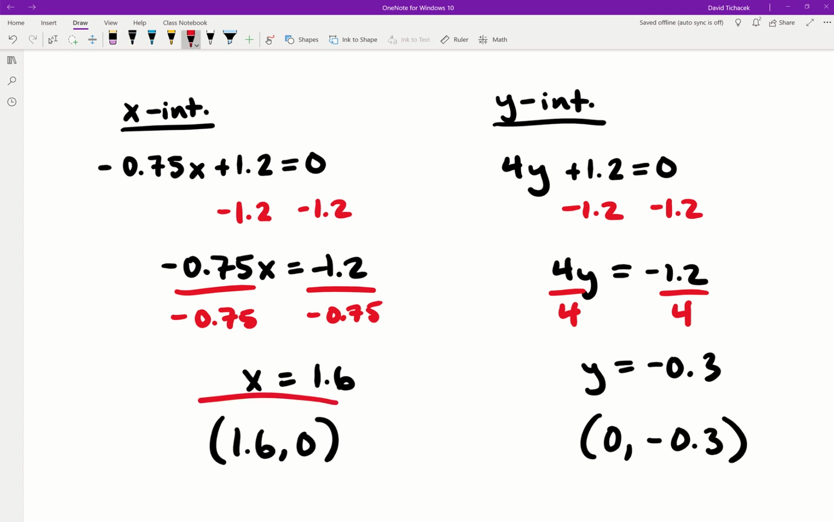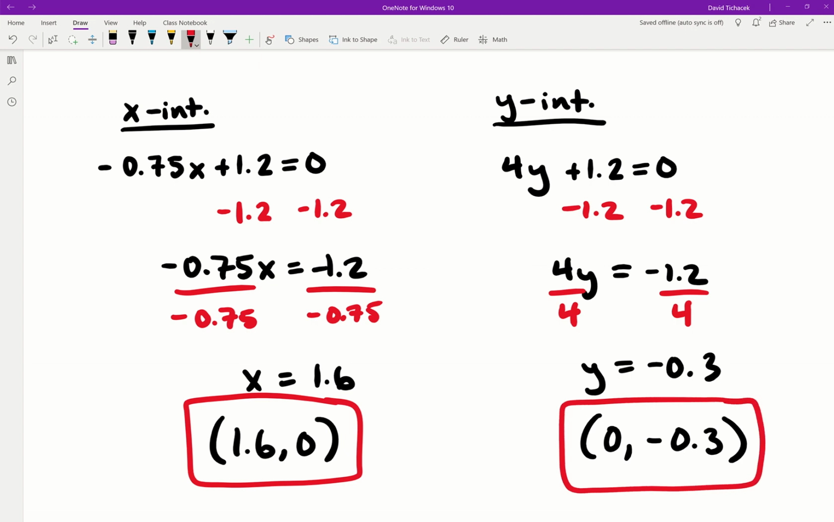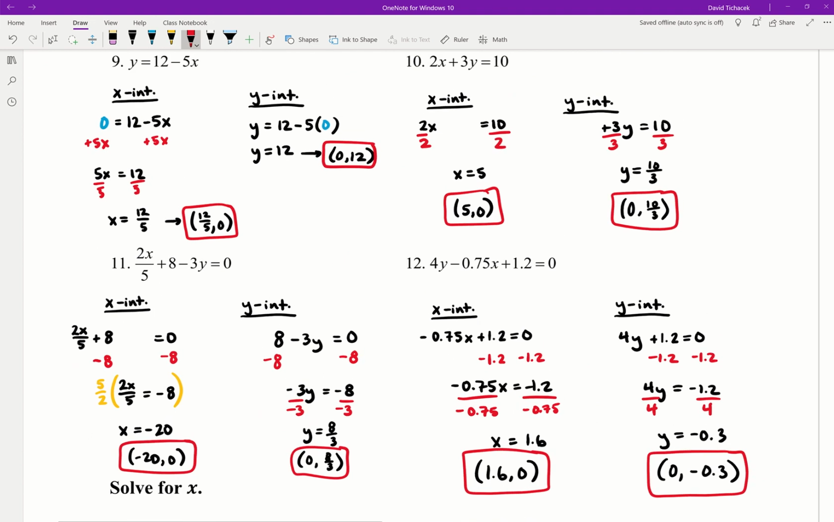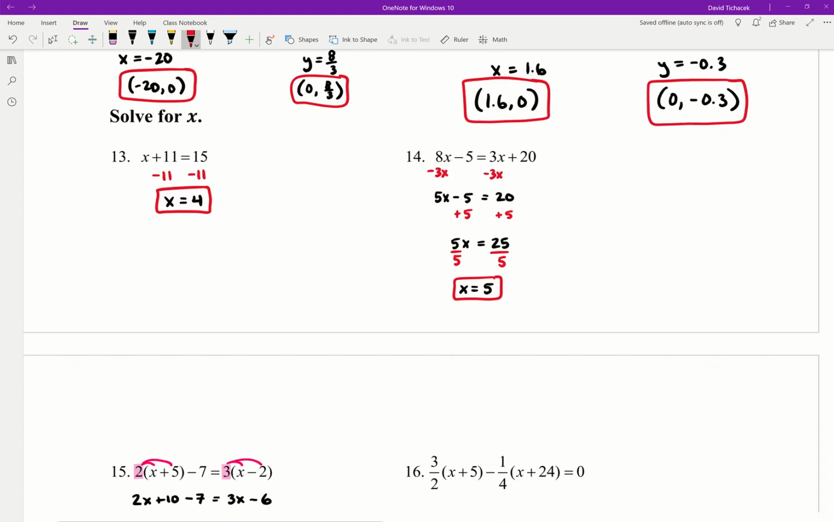So to find your intercepts algebraically, it's super, super easy to do. You would just plug in 0 for one of your variables and then solve for the one that you want. In each one of these cases, again, these are the places on the graph where these equations would cross the x and the y axes, respectively.